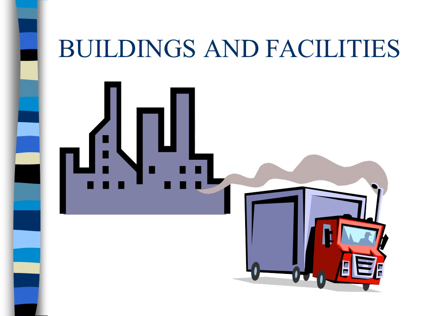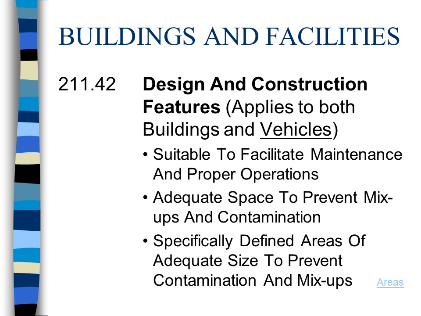Some of the buildings and facilities, well, you notice I've got a picture of a truck there. The truck is an extension of the warehouse. Therefore, it falls under the Food and Drug Administration current good manufacturing practices. Design and construction features apply to both buildings and vehicles. Is the truck suitable to facilitate maintenance and proper operations?